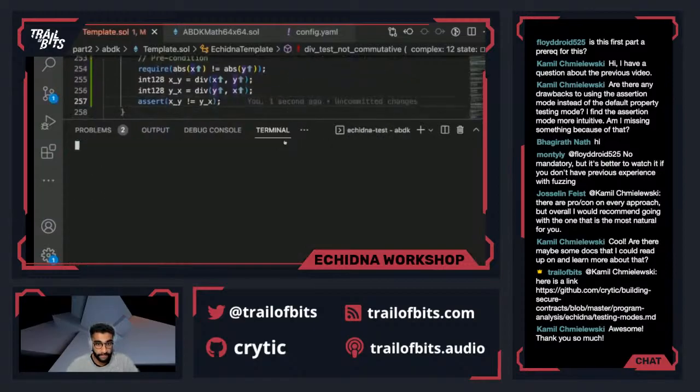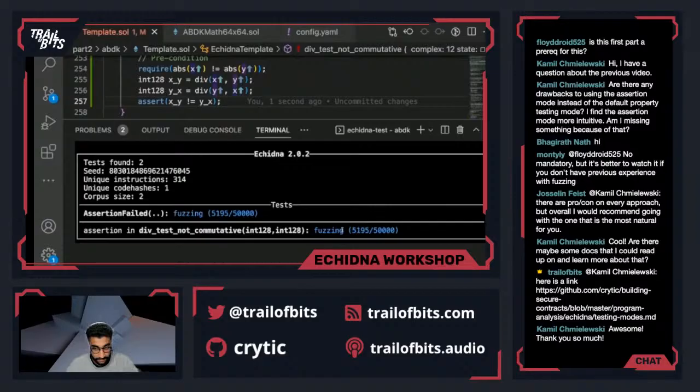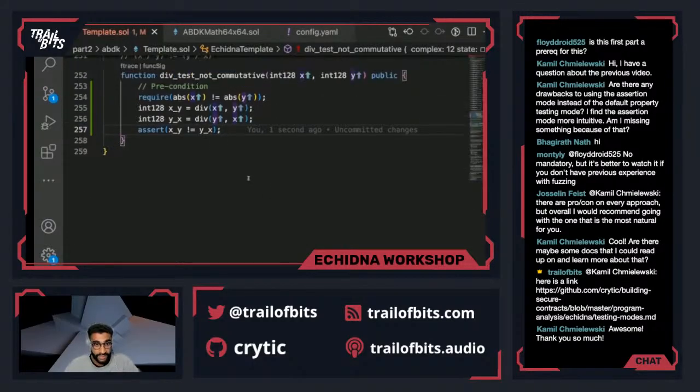Hopefully this time, it doesn't break. And there we go. The precondition properly bounded the input space such that this assertion holds, assuming the absolute values of x and y are not the same. Okay, let's try something different.